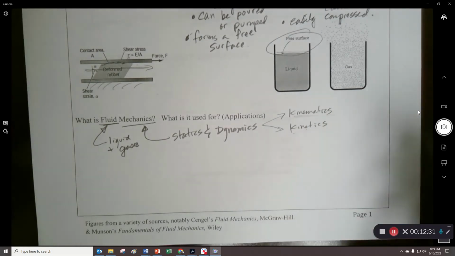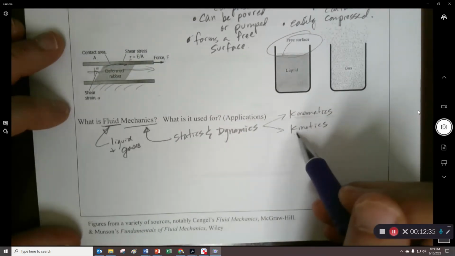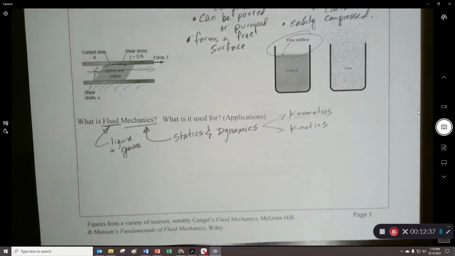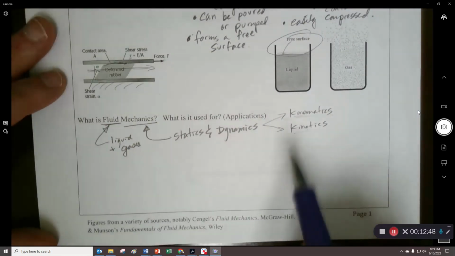We just observe and quantify. Here in kinetics, we actually get down to why this thing is moving. So at its heart, we have Newton's second law, but also we might use work and energy, or we might use impulse and momentum, but those are the kinetics.